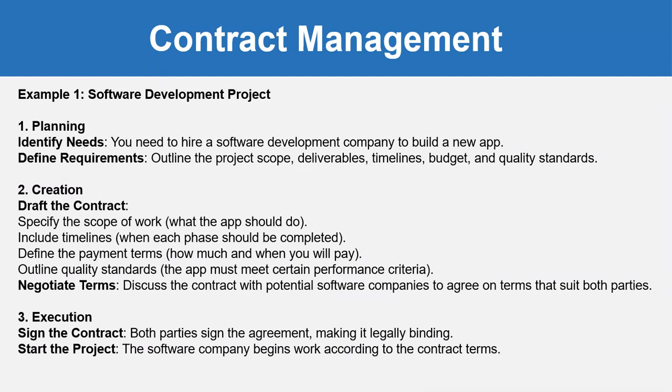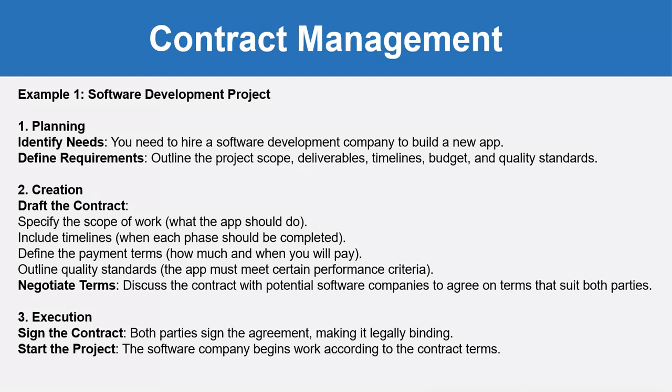Now friend, we can talk about the example for a software development project. First one is the planning, means you need to hire a software company to build a new application, for example. So first, you will define the requirements, means outline the project scope, deliverables, timelines, budget and quality standards.